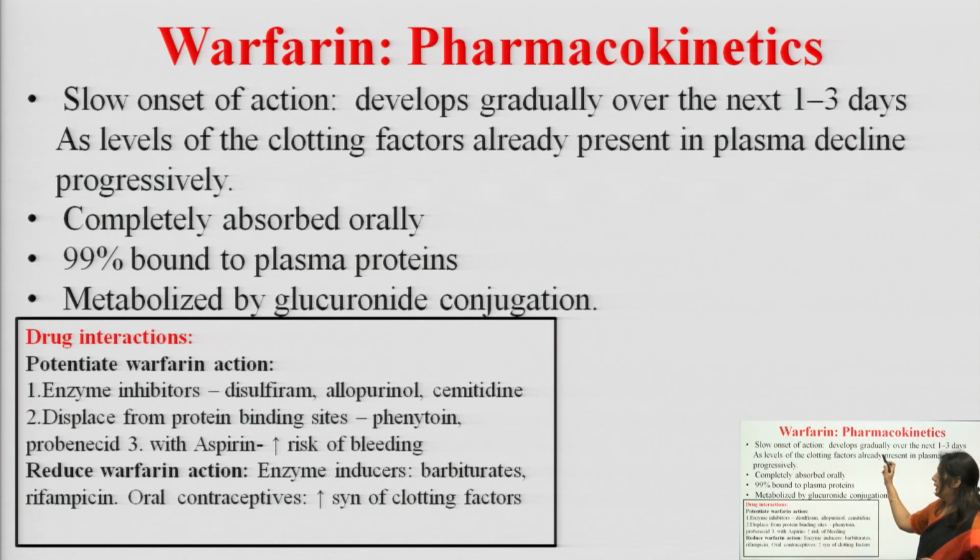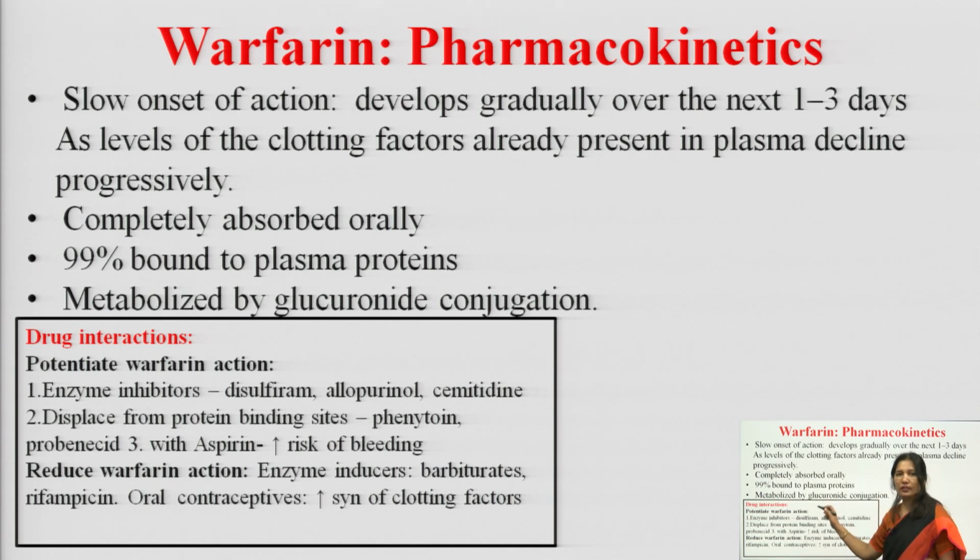Pharmacokinetics: they have a slow onset of action. It develops gradually over the next 1 to 3 days, because warfarin cannot act on the already present clotting factors. So, the level of clotting factors present in the plasma declines progressively. It is completely absorbed orally, 99% bound to plasma protein, and it is metabolized by glucuronide conjugation.